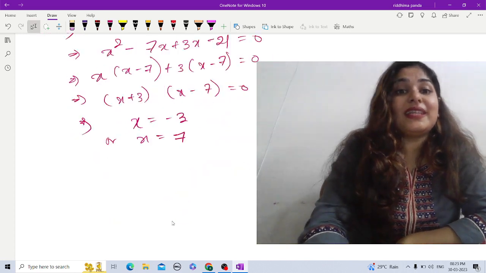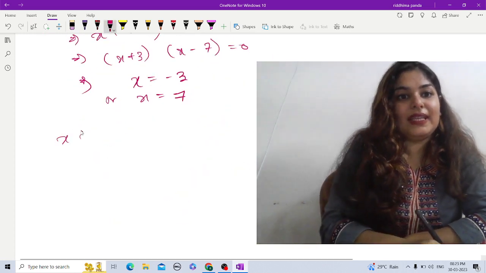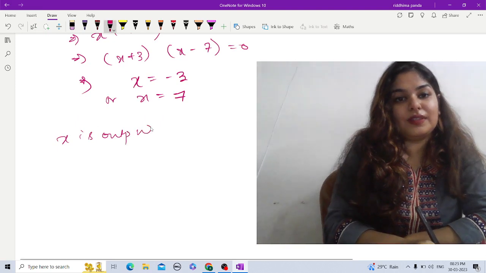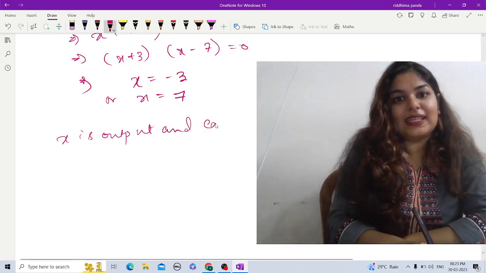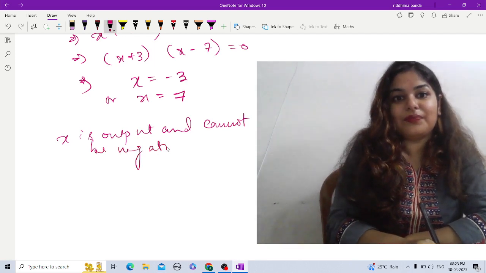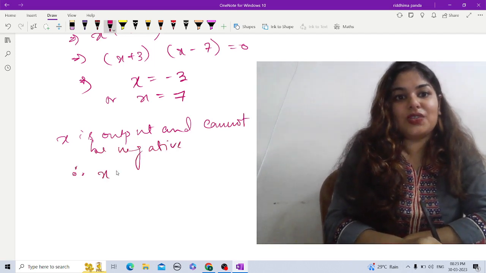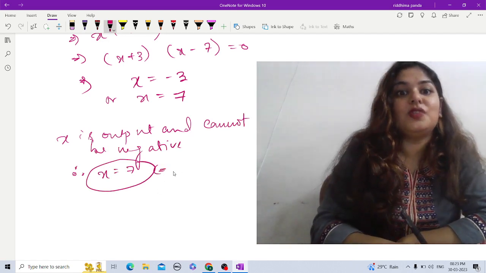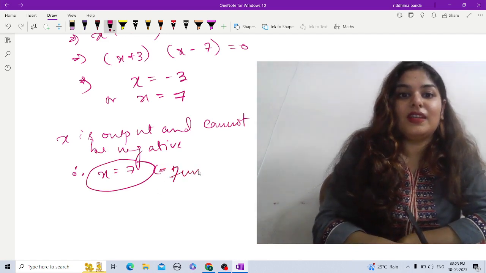Right. Now what is x? X is output, right? X is output and cannot be negative. Therefore, x should be 7. So the equilibrium output that the monopolist should decide to produce is 7 units.